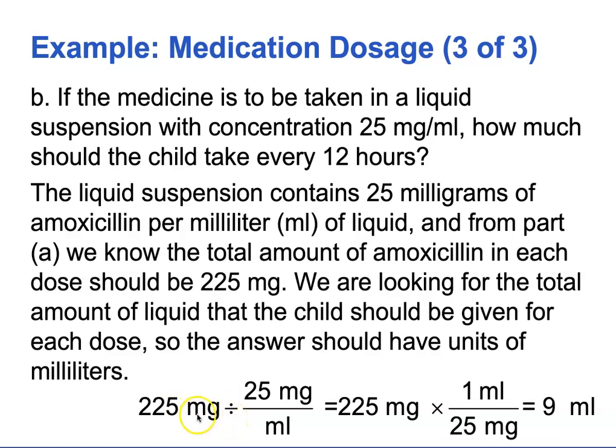So remember your keep, change, flip. We keep the first number, then we change it to multiplication, and then we flip this one. That's how they did that one. I don't know why they changed it from what we were doing earlier. But you cancel out milligrams. Remember, we're wanting it in milliliters. So it would be 225 divided by 25, and you get approximately 9 milliliters per dose. So that means 225 milligrams is the same as 9 milliliters.